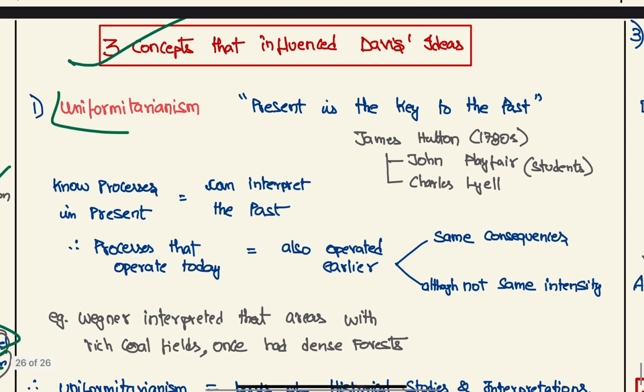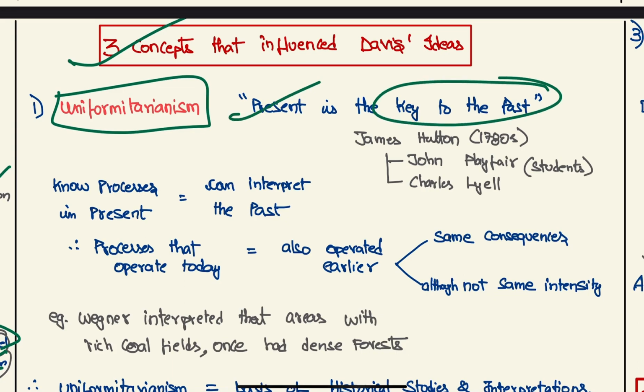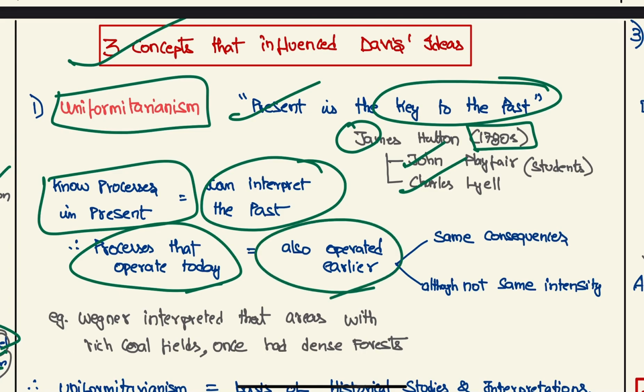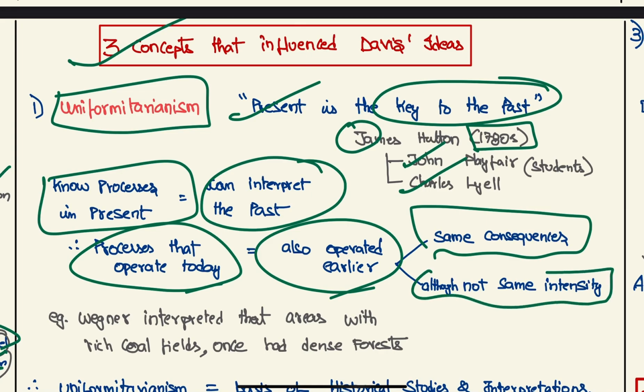First one is uniformitarianism, which is the present is the key to the past. It was actually given by James Hutton in the 1780s, and later by his disciples John Playfair and his friend Charles Lyell. If you know the processes in the present, we can interpret what happened in the past, because the processes that operate today have also operated earlier and resulted in the same consequences, but intensity may be different.